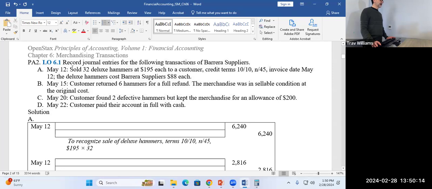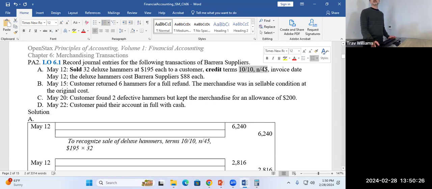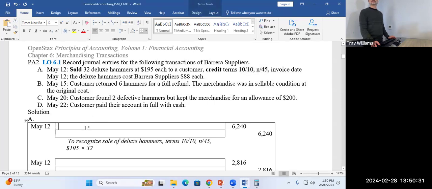And the first transaction, we made a sale, and it was on credit, right? It tells us it was on credit, and it also gives us the credit terms. So in that case, what will we debit? Accounts receivable, that is correct. And what do we credit? Sales, excellent. All right. And we have another debit and credit. What are those?